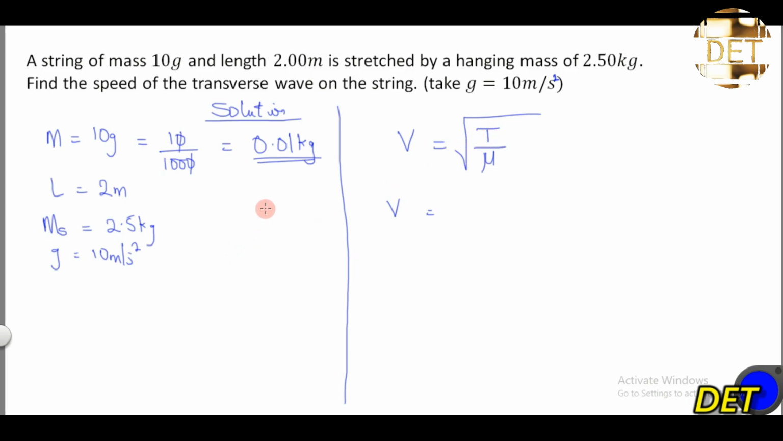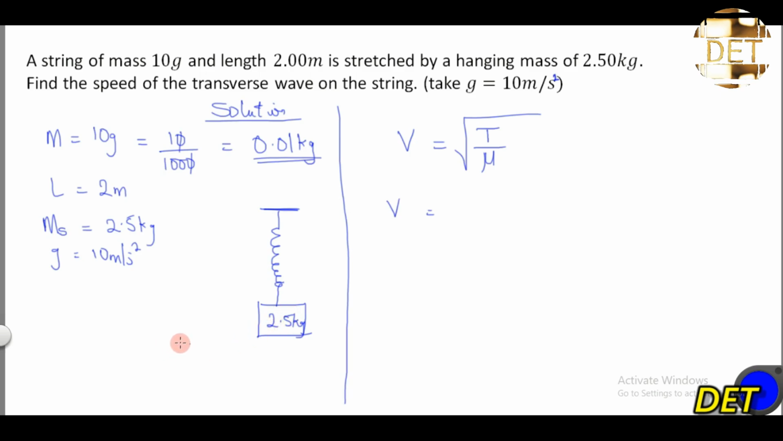So let's say that this is the string. This is a string, and this string is stretched by a mass. If you read the question very well, it is stretched by a hanging mass of 2.5 kg. So there is a stretching mass here, 2.5 kg, that is dragging it downward, right? So what is the tension on this string? The tension on this string will be equal to the weight of this object here.